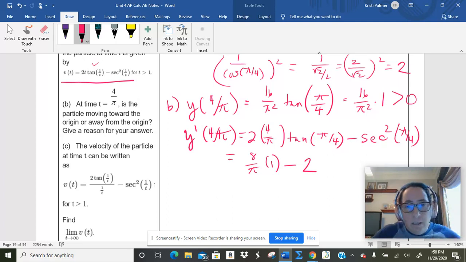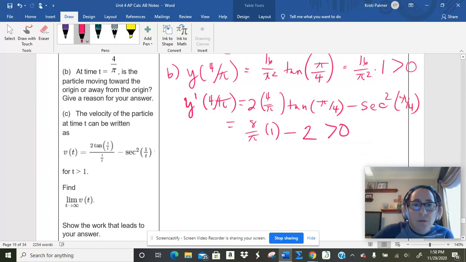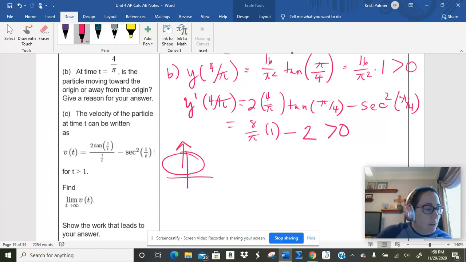Well, pi is less than 4, so we know that this is bigger. It has to be greater than 0. So this is still bigger than 2. Okay? So since both of these, our y is positive and moving in the positive direction, then we are moving away from the origin.